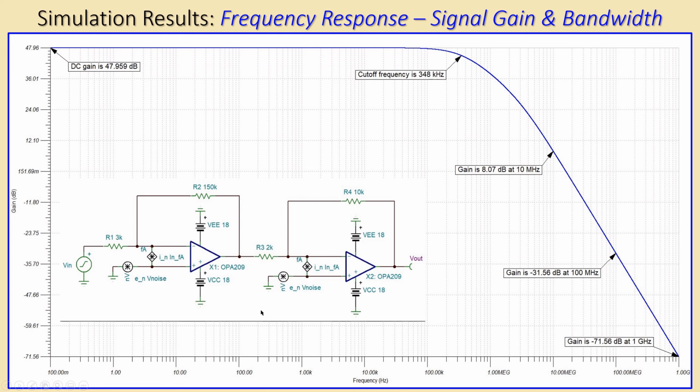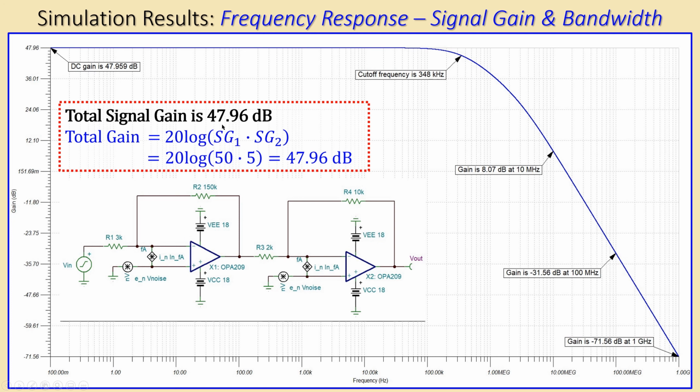Frequency response, signal gain and the bandwidth. This is the plot. You can see the circuit with its own noise sources. And you can see the DC gain, and you can see some labels. We'll discuss this shortly. The total signal gain here is approximately 47.96. You can verify that by using the signal gain of the first stage and also the signal gain of the second stage. That was 50 for the first stage, in absolute sense, and 5 for the second stage. So this is then 20 log 250. That will give you also this value. So the dBs in the low frequency part is correct.